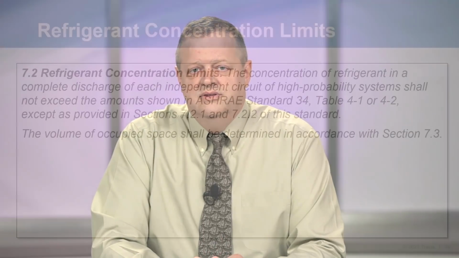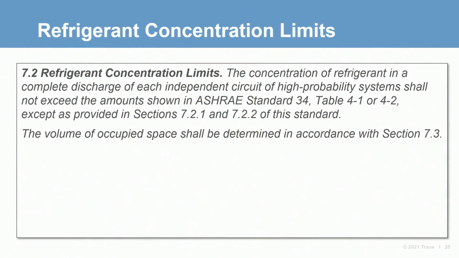Now, for these high probability systems, next we'll look at Section 7.2. This is where the standard refers to the refrigerant concentration limit, or RCL, that Steve introduced earlier. It states that the concentration of refrigerant that would result from a complete discharge from an independent refrigerant circuit of a high probability system cannot exceed the RCL amount listed in Standard 34.